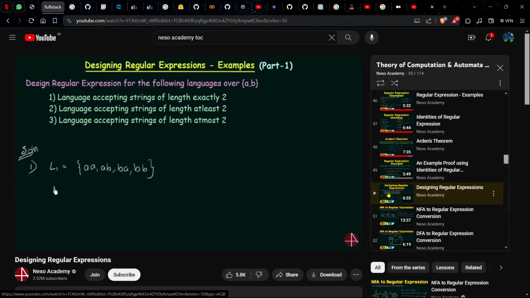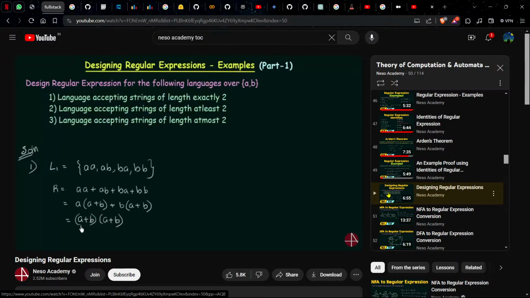So how do we design the regular expression for this? It's very easy. We can just write AA plus AB plus BA plus BB. Just do the union of all the strings that are possible in this set. And we can further simplify this. We can take out A common from these two terms. If I take out A common, I get A plus B over here. And plus from these two terms, we can take out B as common. So we'll get A plus B again. So this will be A plus B and these two A plus B.